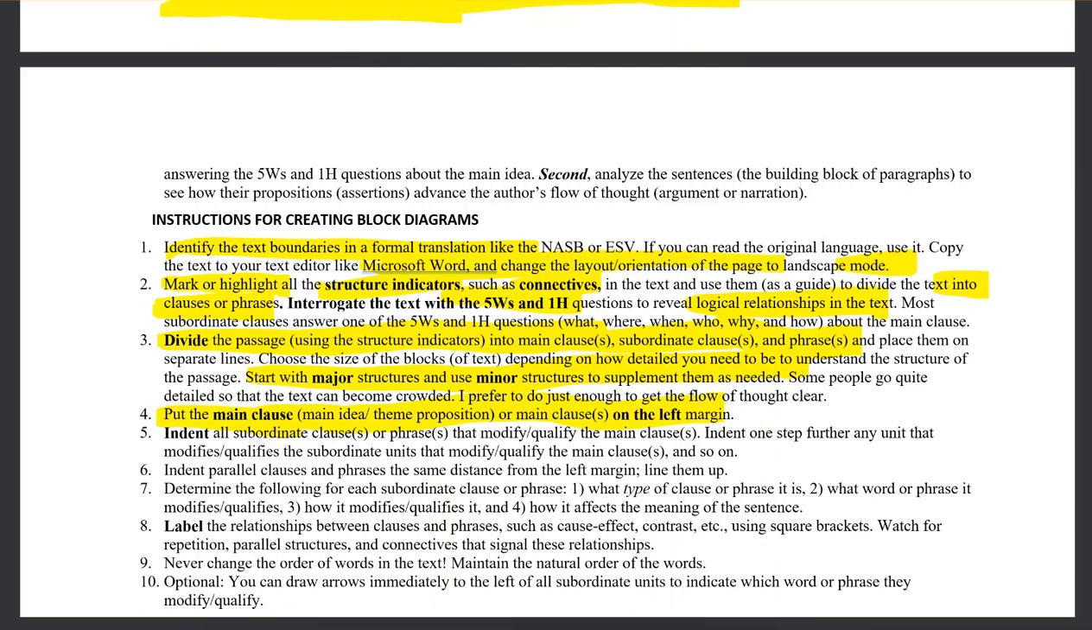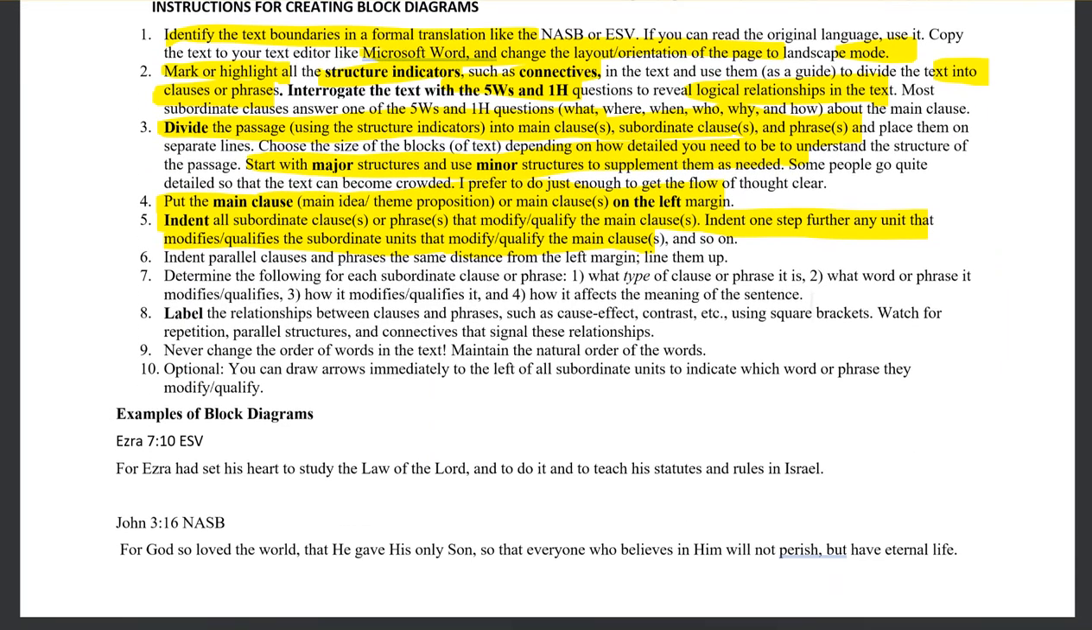Put the main clause, or the main idea, or the theme or proposition, on the left margin, and then you're going to indent the subordinate clauses or phrases that modify or qualify the main clauses. And if you're going to, indent one step further any unit that modifies or qualifies the subordinate units that modify the main clauses. Let's go through this quickly.